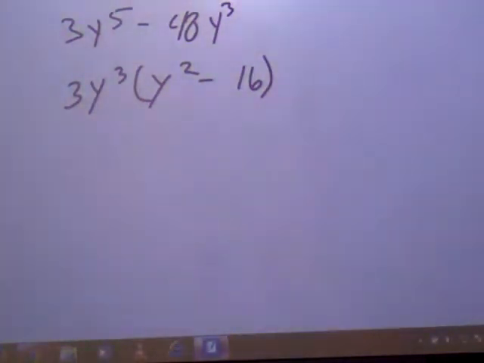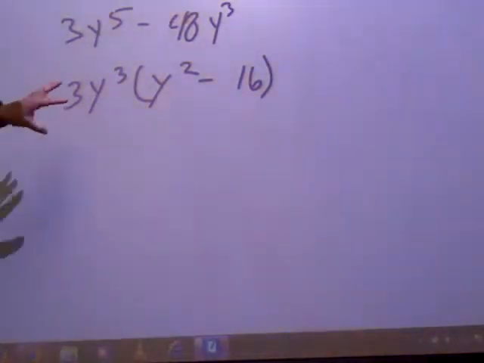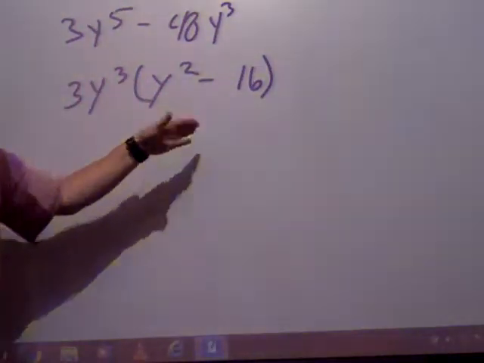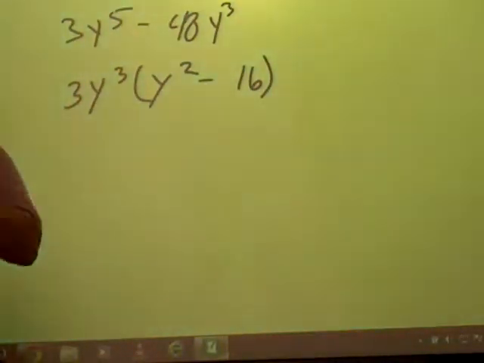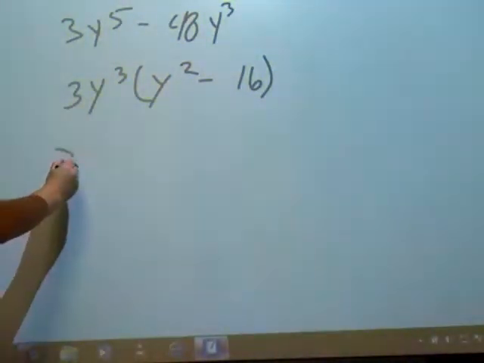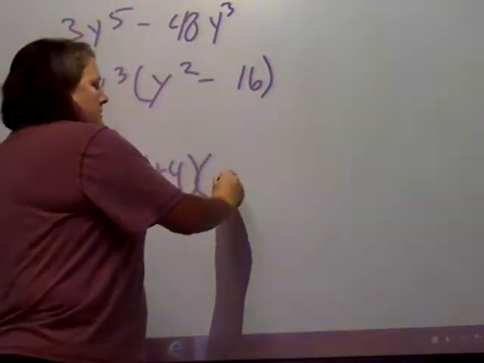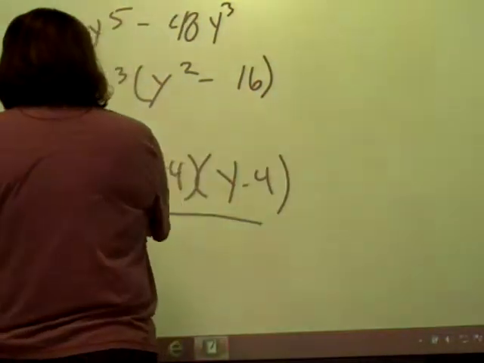Y squared is a perfect square, 16 is a perfect square, and I've got a subtraction sign. It's called difference of squares. So all we do here is square root both of these, like Dalton was talking about. One parentheses gets an addition sign, one gets a subtraction sign. So I've got my 3y cubed, 3y cubed, y plus 4, y minus 4.